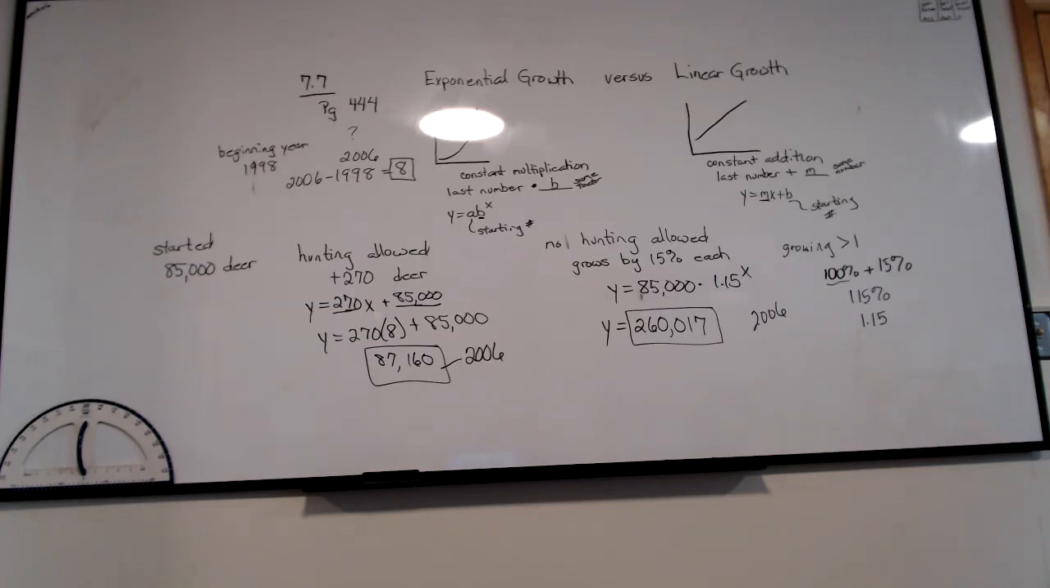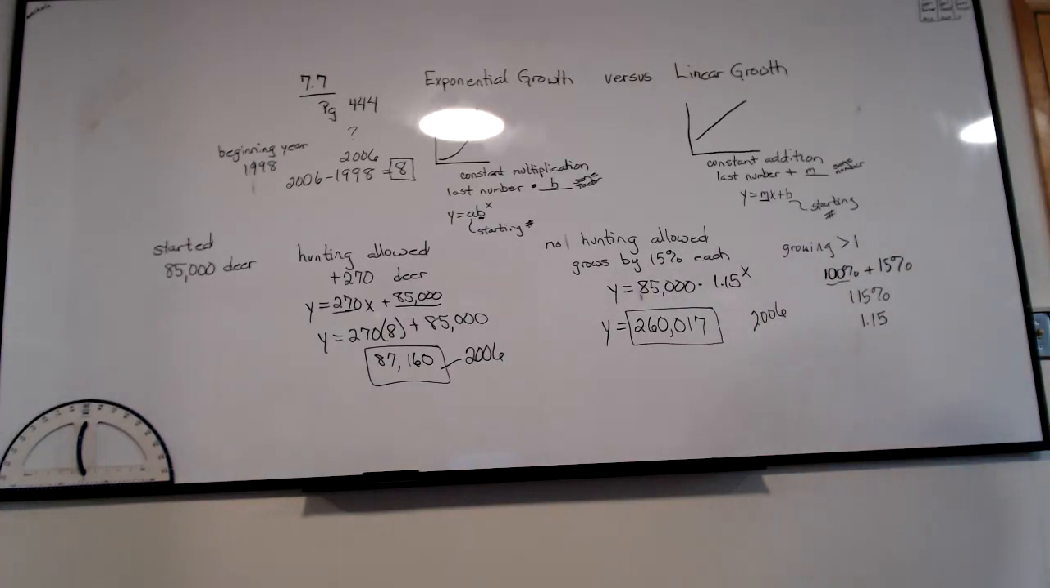Difference in growth, don't you think? That's only 8 years. Not that much. 87,000 to 260,000, that's like 4 times the amount of deer. Yeah, only 4 times, okay?